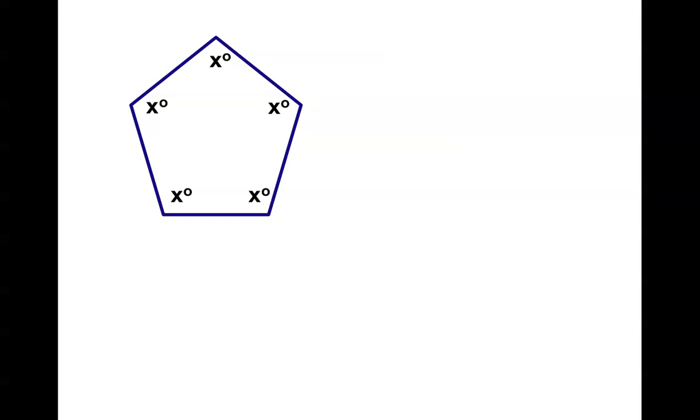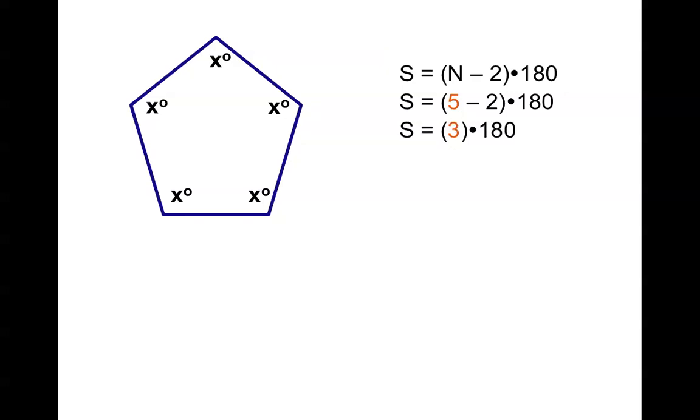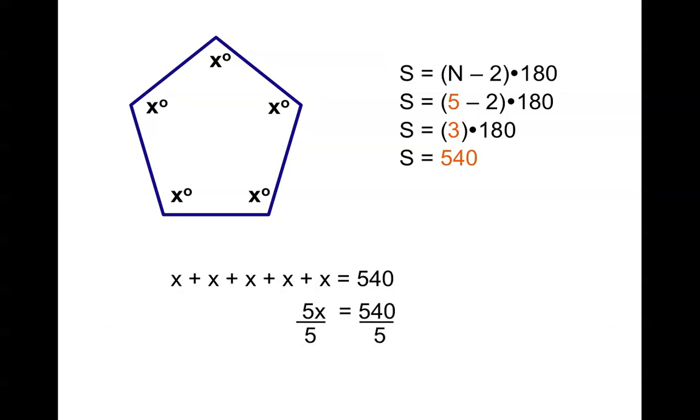Here we go back to the problem. How many sides do we have? 5. 5 minus 2 is 3. 3 times 180 is 540. What do we get now? 5x equals 540. Divide by 5, divide by 5, and x equals 108. Pretty simple, right?